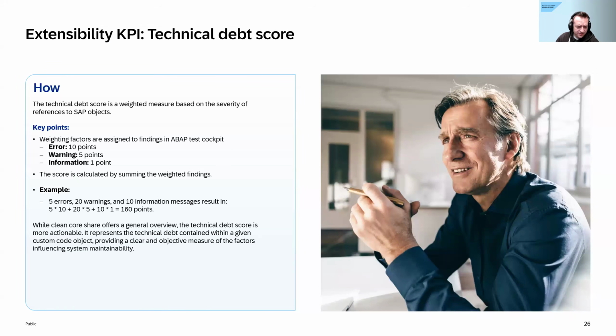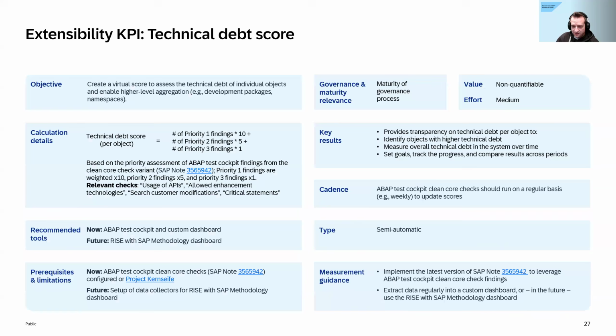Now we see the level and the technical debt score KPI both rely on this ATC, ABAP Test Cockpit. That's why I thought we need to dive a bit into this. How is it going? And just for the sake of completeness, we will share the slides so you will have the details in here, how to measure clean core, how to do that in detail.